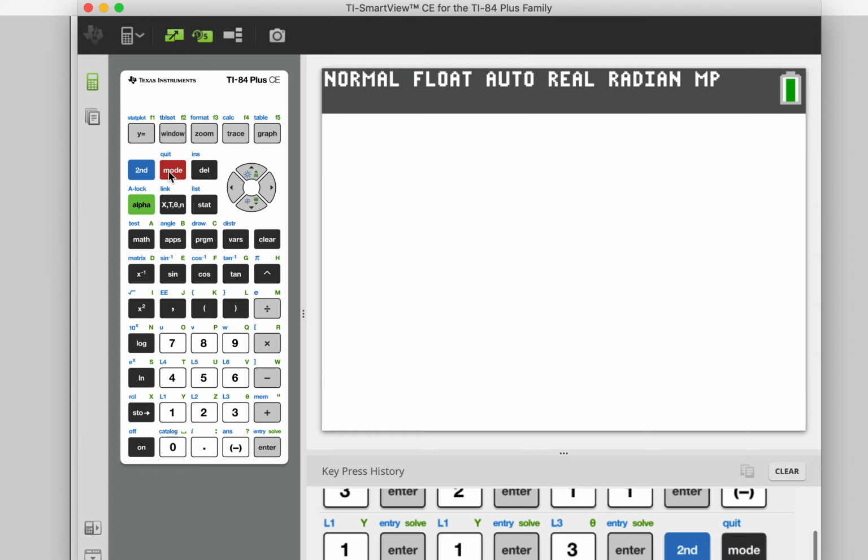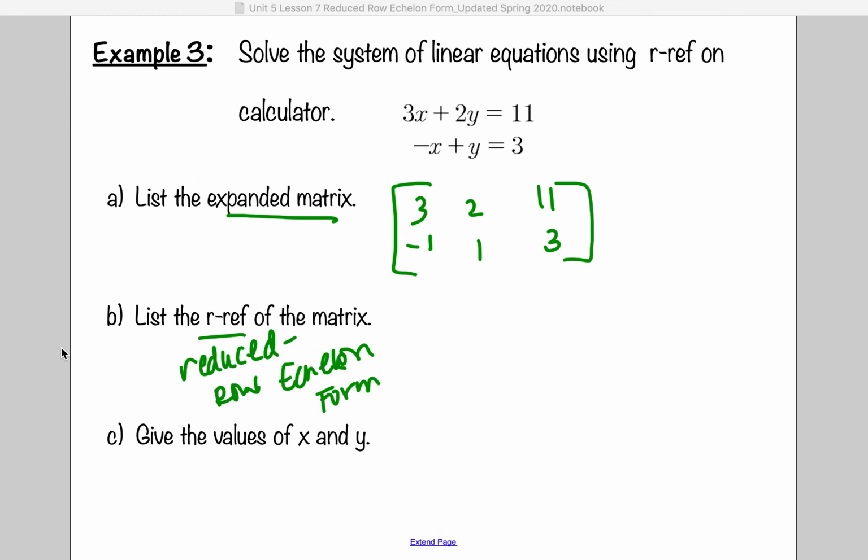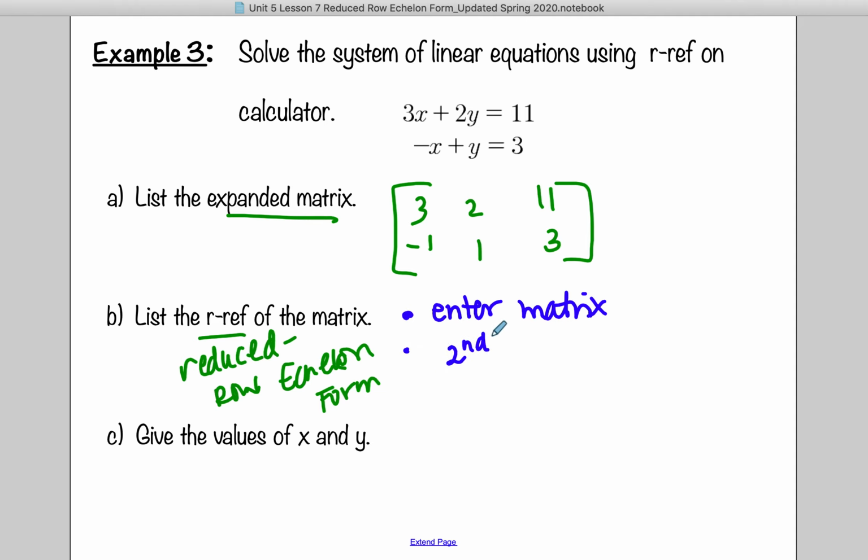So we're going to go second quit. When you put this in your calculator, first thing we do is enter the matrix. Make a note on here. So step 1, enter matrix. Then what we're going to do is go second matrix.